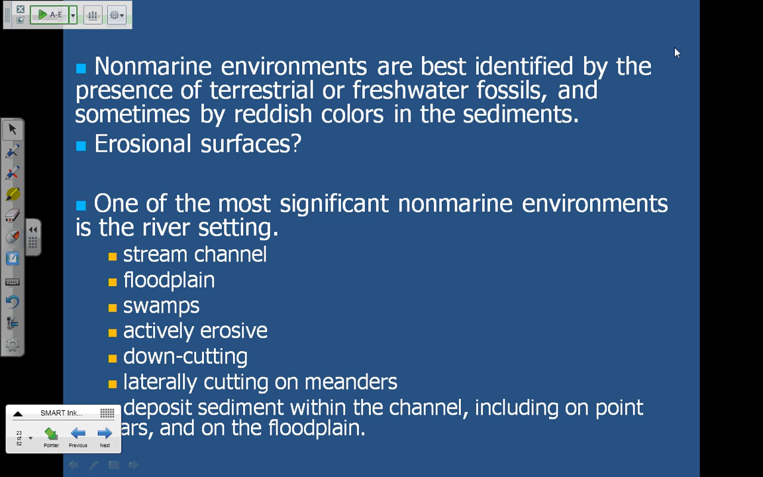in the rock record, I should say. How would we identify swamps? What kind of rock do we form in swamps? Nobody know? Coal. Coal, good. Very good. Coal is always formed in swamps, okay?